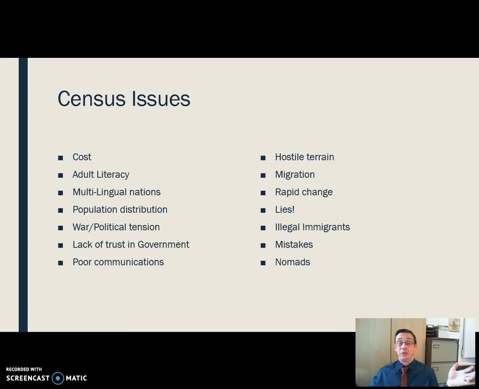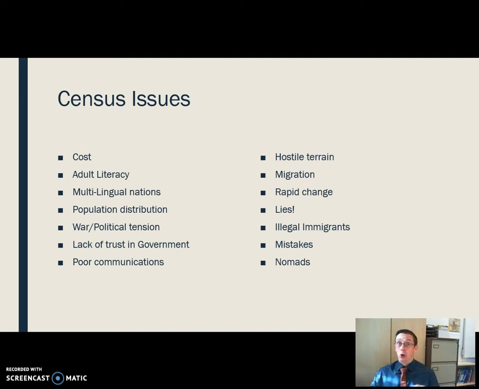If you look at areas with very hostile terrain, for instance Nepal in the middle of the Himalayas, it's very difficult to get around because of the mountains. You look at Brazil in terms of the depths of the Amazon, it's very difficult to get to these people because of the nature of the land that you're trying to operate in.